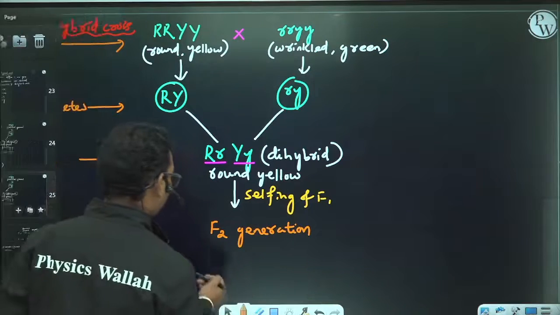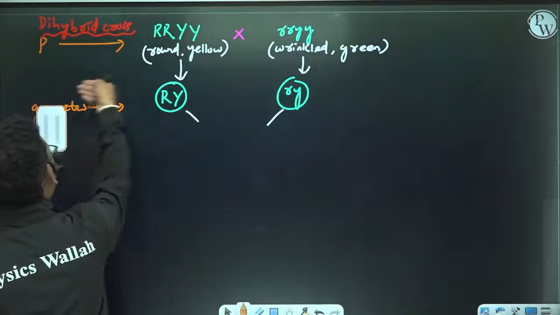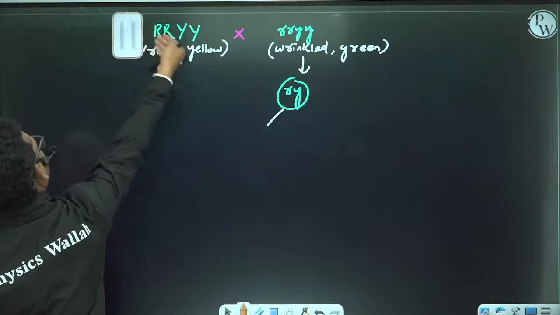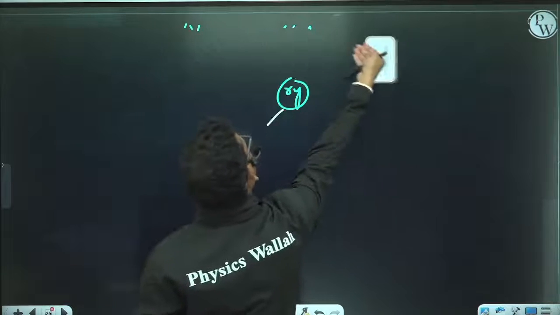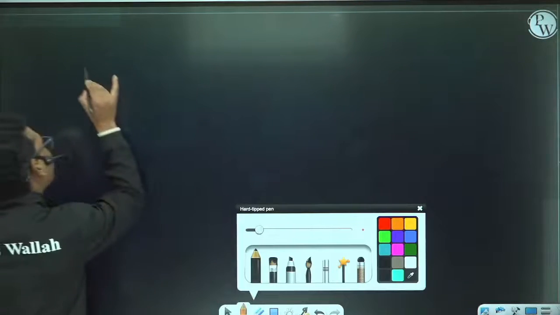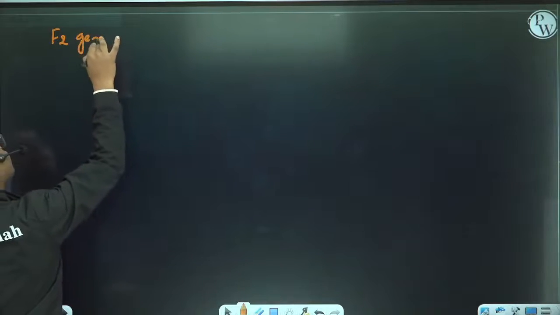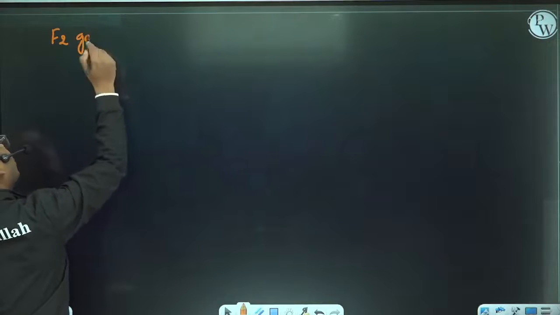How the F2 generation will be produced, let me explain here. You do not have to draw the Punnett square, it is not necessary. I'm giving you one trick here, and that trick will be useful to you. So here I'm writing the F2 generation. First I will write the genotype, then I will write the phenotype.